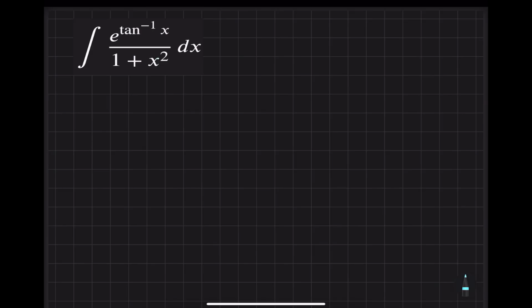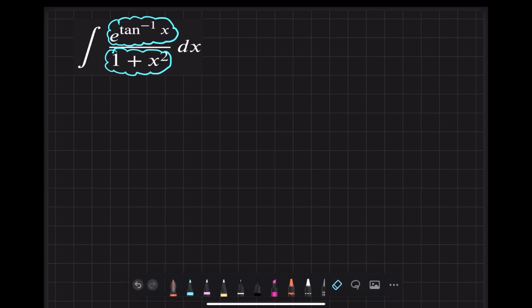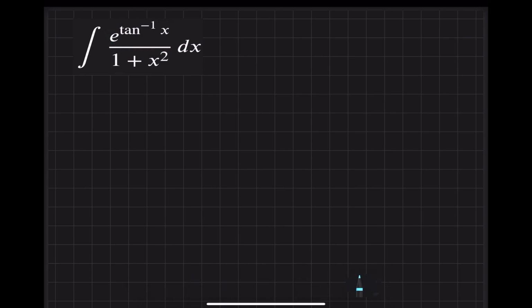Okay, so we got this situation. We have to integrate this part. If you observe the question, you know that you can handle each situation easily. But both things together is a little bit complicated. So what do we have to do?